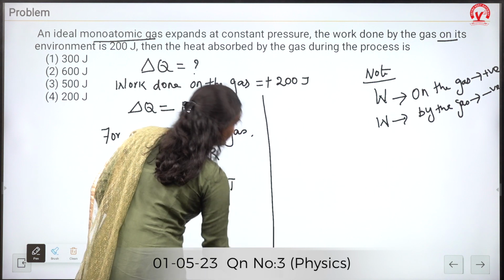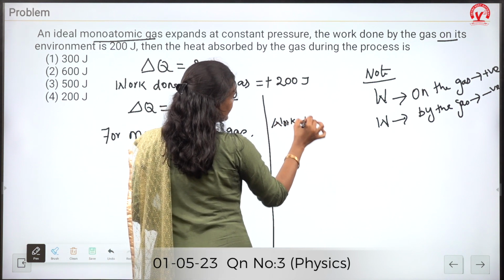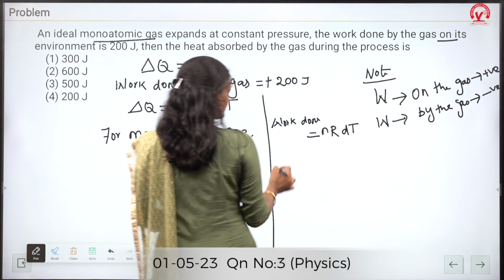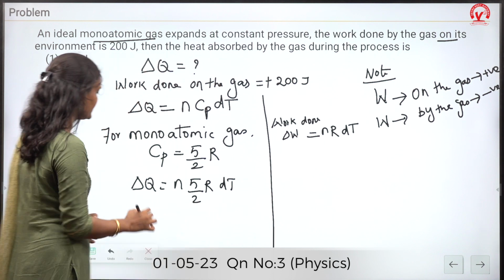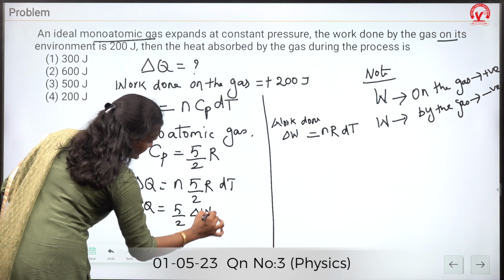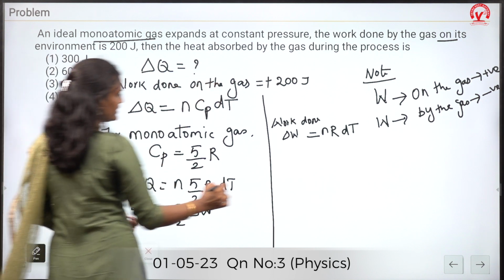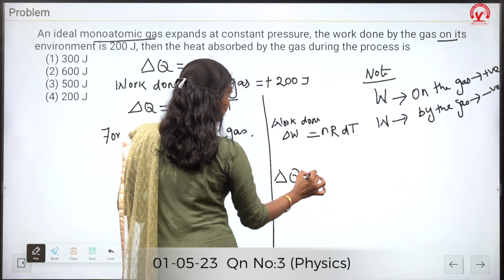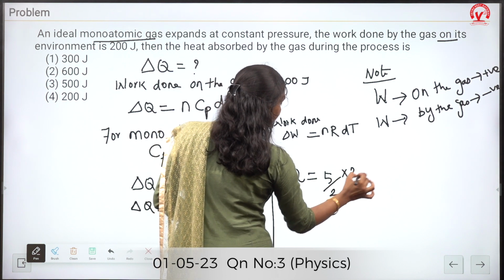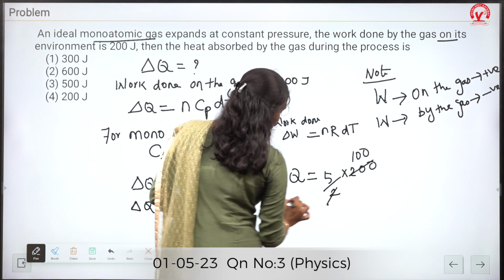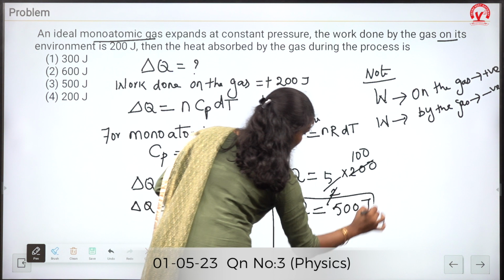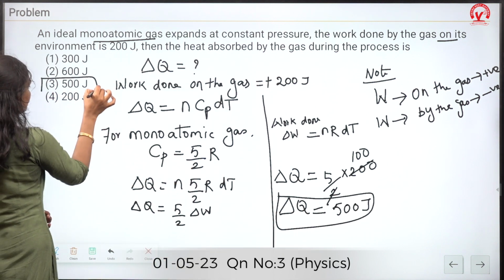We know that work done is equal to nRT. Okay, that is nothing but work done. So this expression can be written as 5 by 2 into work done. Now here they have given the value for work done, and we need to find the amount of heat absorbed by the gas during the process, which is 5 by 2 into 200. So the amount of heat absorbed by the gas during the process is 500 joule. So the option is 3, 500 joule.